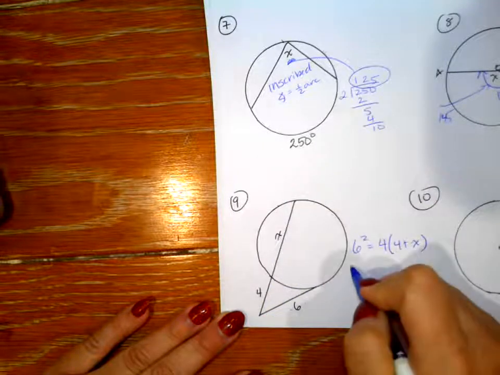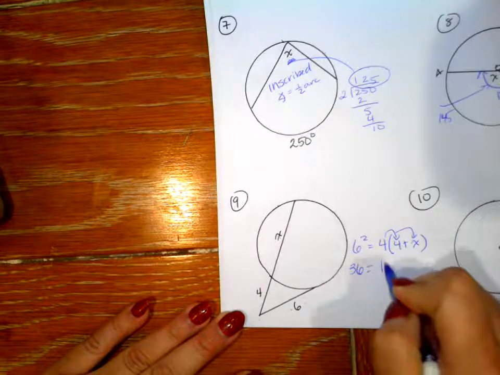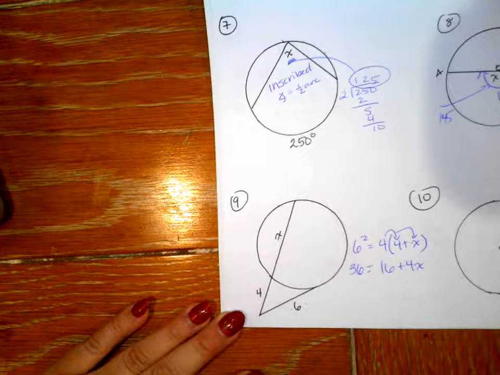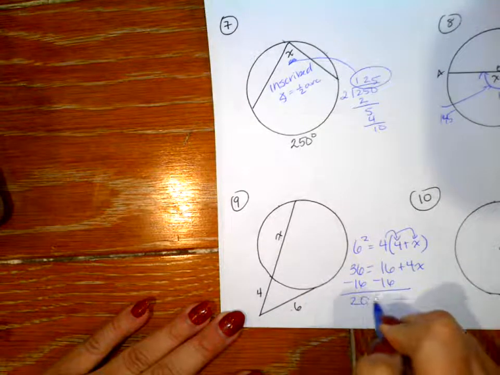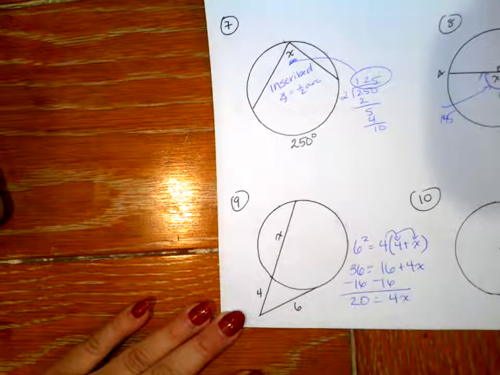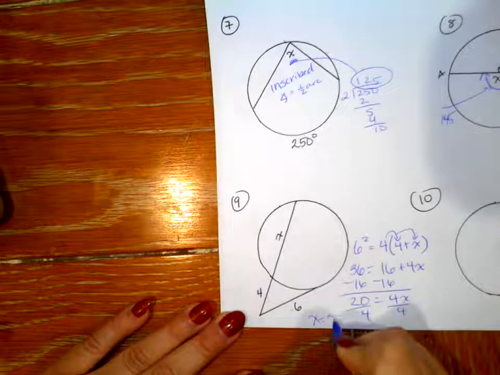So let's do that. 36 equals, make sure you distribute to both, 16 plus 4x. I'm going to subtract 16 from both sides. I have 20 is equal to 4x. Divide both sides by 4. X equals 5.